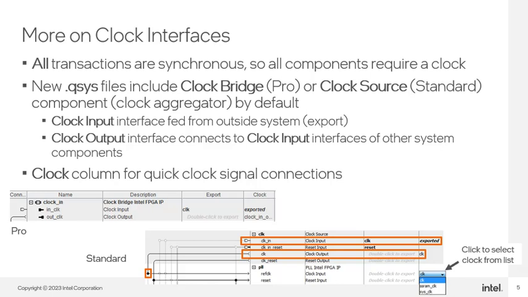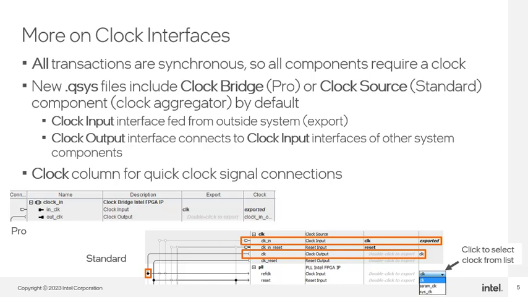Each clock bridge or clock source component has a clock input interface and a clock output interface. The clock input is exported out of the system by default to connect to an external clock. You can connect the clock input interface to external sources like a clock oscillator device on your board or an FPGA PLL that resides outside the system. The clock output interface is then connected to the clock input interfaces of all the components that use this clock. Use any of the connection strategies discussed to make or break the connections.